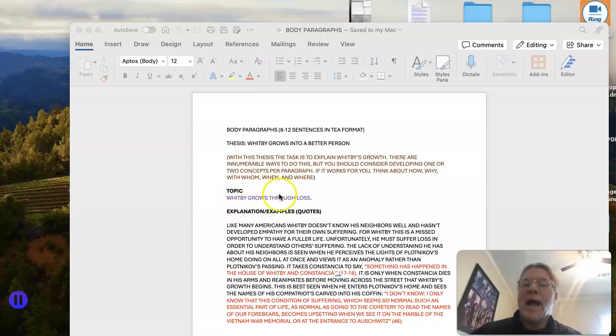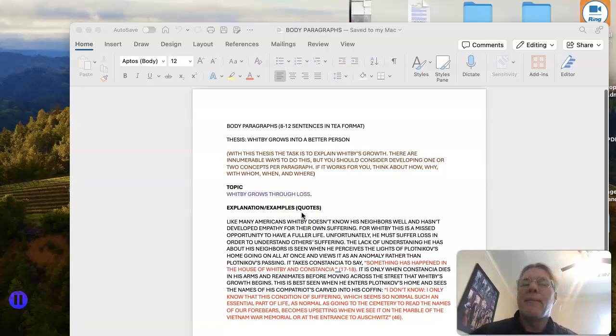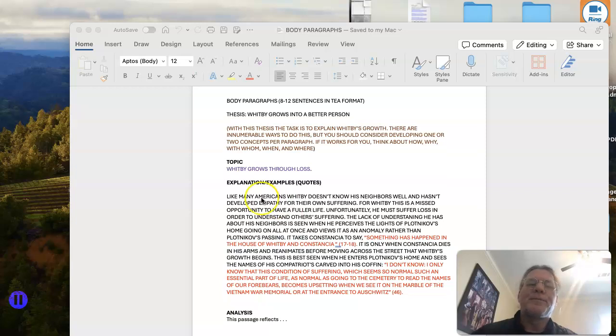So we will write out as our topic sentence, and this is my idea here, okay, one sentence to begin the paragraph. It's an overarching, very general concept that the reader is supposed to understand. Whitby grows through loss. And with this, the reader understands, okay, this paragraph is about how Whitby grows through loss. And I'm going to break it down into more steps.